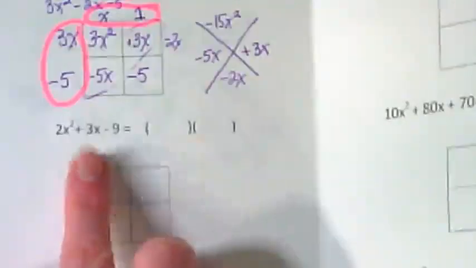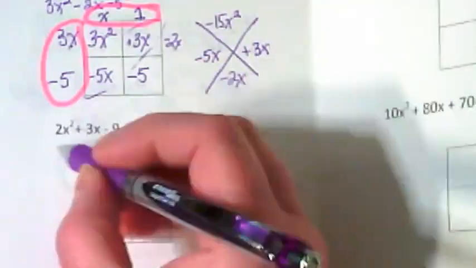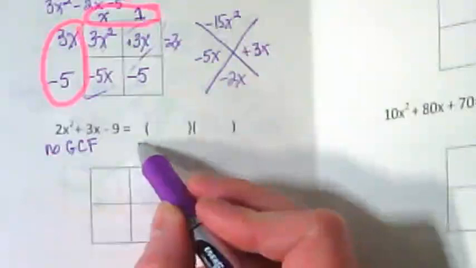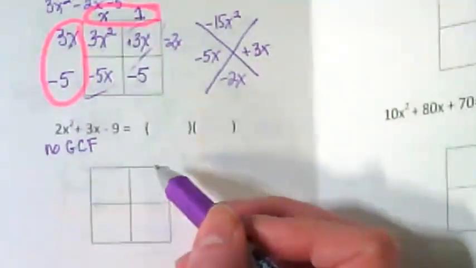Okay, let's try another one together. Great questions. First question, is there a GCF? There's no GCF. That means at the end there will be no number in front of the parentheses. We'll just have two parentheses multiplied together.